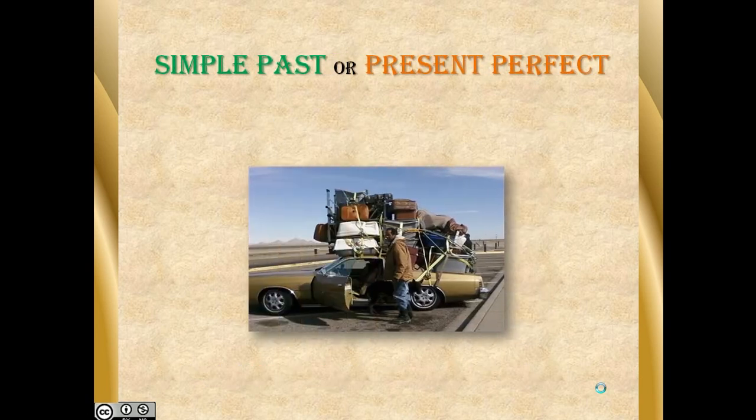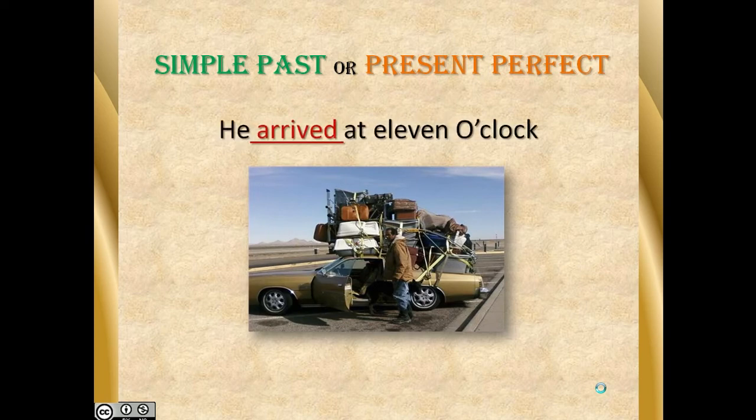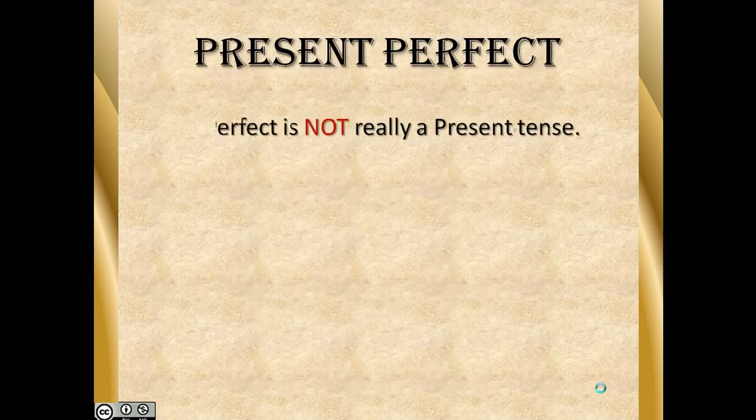Another example. Wow, what happened here? He arrived at 11 o'clock. What tense is it? Yes, simple past. And let's see the sentence. He has just arrived. What tense is it? Present perfect. Yes. He has just means that it happened a few seconds ago.